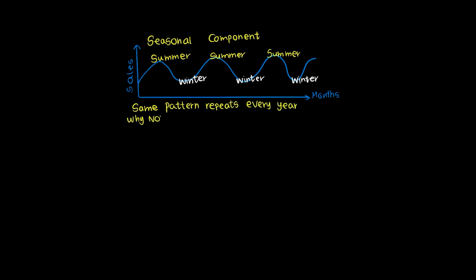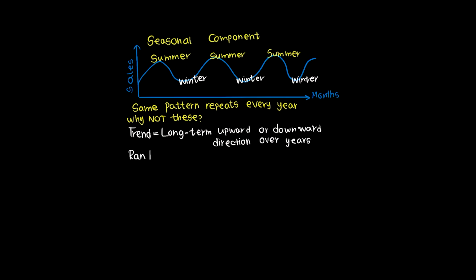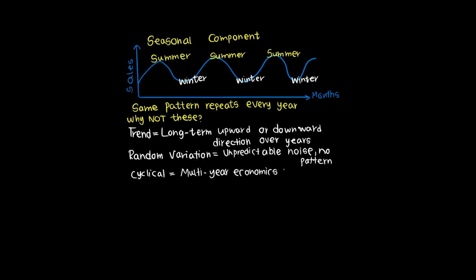A trend component is a long-term general direction over many years. If the ice cream shop's overall sales grow 3% every year for a decade, that upward trajectory is the trend. It is not the summer-winter swing. It is the multi-year direction. Random variation is the unpredictable noise. One week's sales spike because of a surprise heatwave, or drop because of a road closure near the shop. No pattern, no predictability. That is a random variation. A cyclical component is a long-term wave-like fluctuation driven by broad economic conditions, recessions, expansions, playing out over several years. It is not tied to seasons or the calendar year.